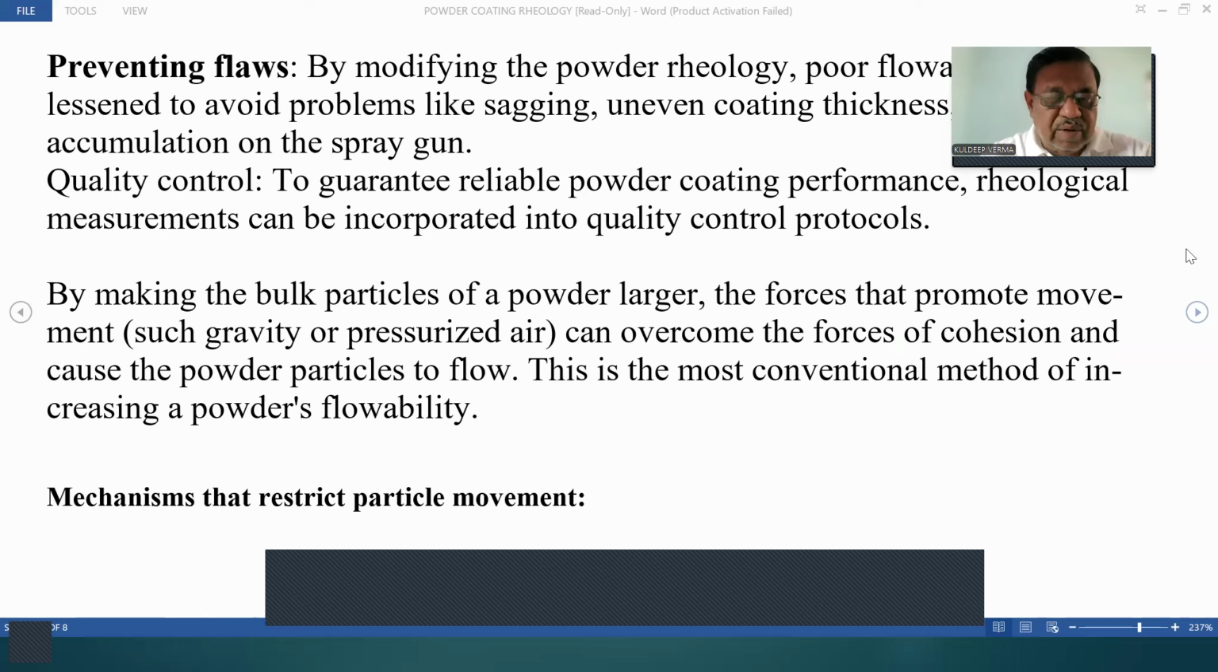By making the bulk particles of powder larger, the forces that promote movement, such as gravity or pressurized air, can overcome the forces of cohesion and cause the powder particles to flow. This is the most conventional method of increasing the powder flowability. The mechanism that restricts particle movement. This is very important.